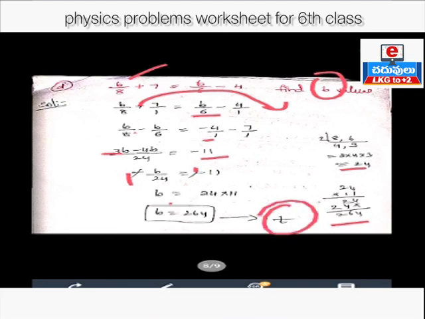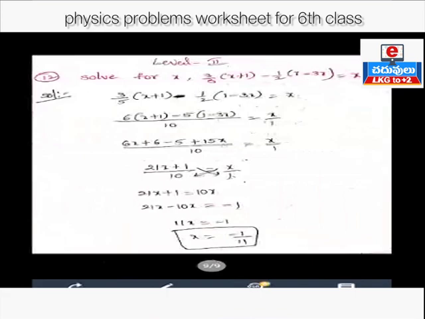Understood? Now this matrix matching is completed, children. Now see next, level 2 problems. Level 2 problems. Now let us start. In that, what is the first problem? Solve for x. That is nothing but find out x value, like the previous problems only.